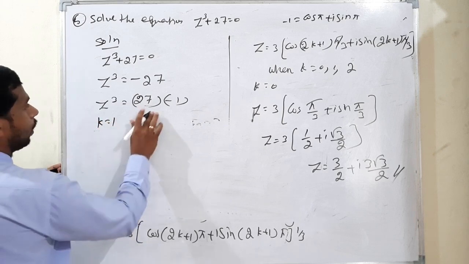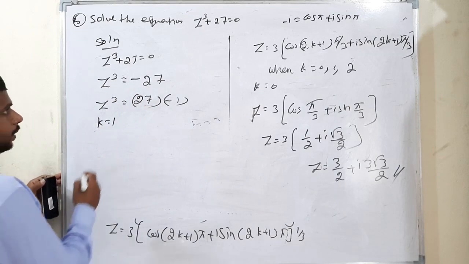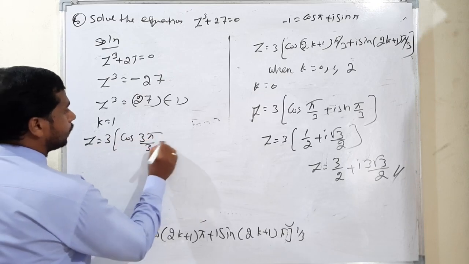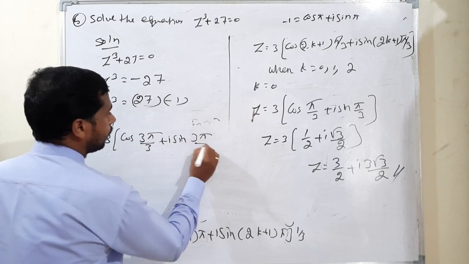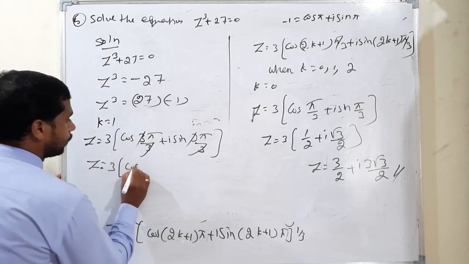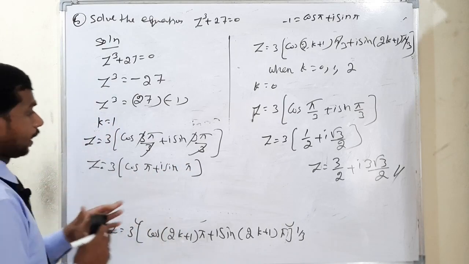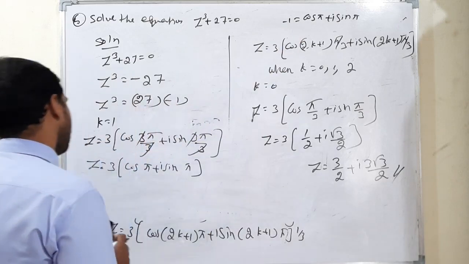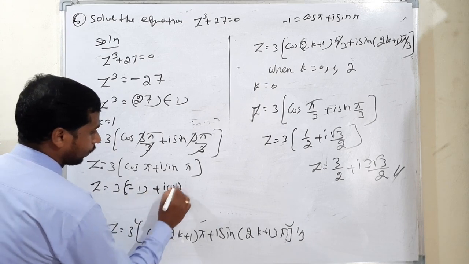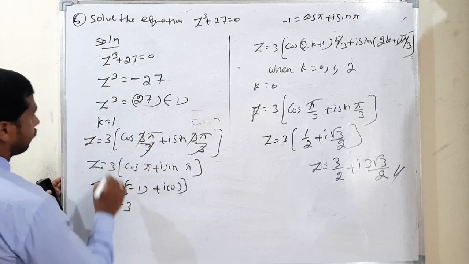So k is equal to 1, what will happen? 2 into 1 is 2. 2 plus 1 is equal to 3. 3 pi by 3, isn't it? So z is equal to 3 outside cos 3 pi by 3 plus i sin 3 pi by 3. 3 and 3 cancel, here also 3 and 3 cancel. Then z is equal to 3 into cos pi plus i sin pi. Cos pi and sin pi we have already taken before: cos pi will be minus 1, sin pi will be 0. Therefore each and every time into 3 means z is equal to minus 3 when k is equal to 1.